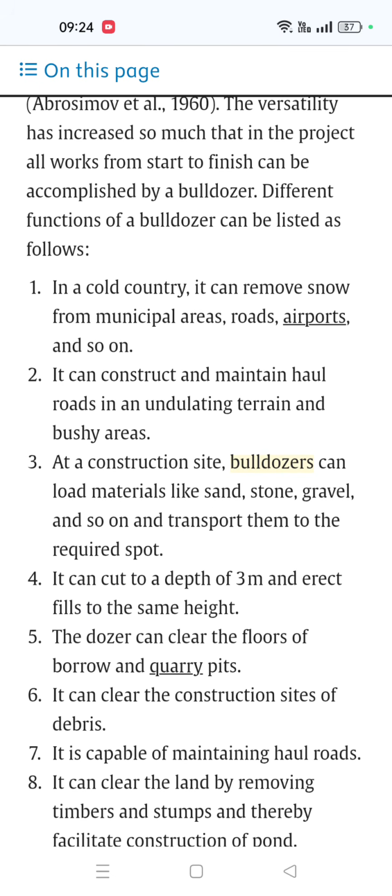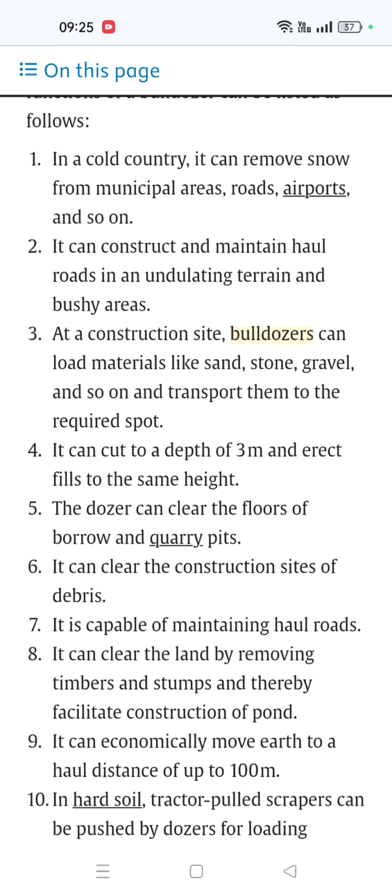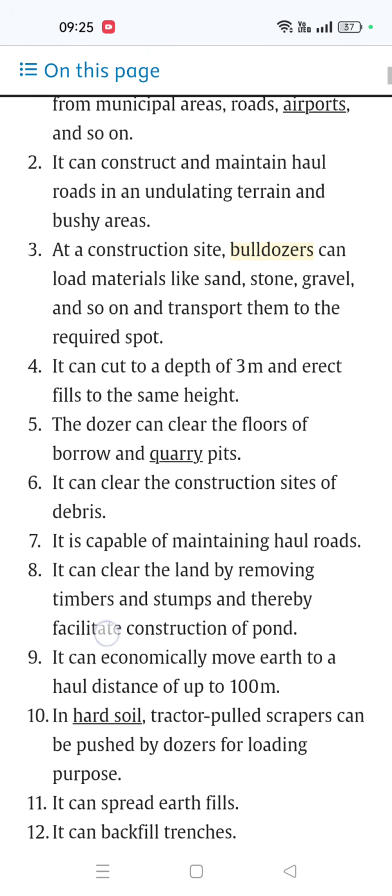1. In a cold country, it can remove snow from municipal roads, railroads, airport, and so on. 2. It can construct and maintain whole roads in an undulating terrain and basically.